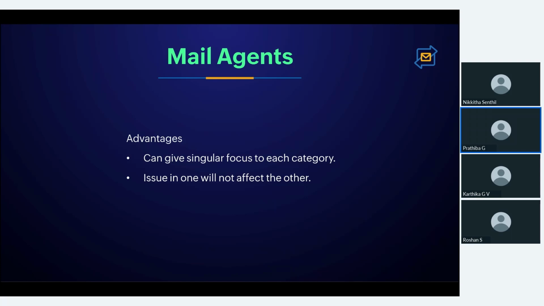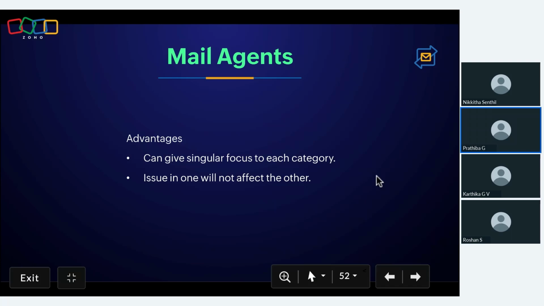Because there are separate API and SMTP channels for each mail agent, the reports and analytics are unique to each mail agent. Not only reports, each mail agent has all the features that are necessary to tailor the email sending based on your needs. So let's look at some of the features that are available within Mail Agent.